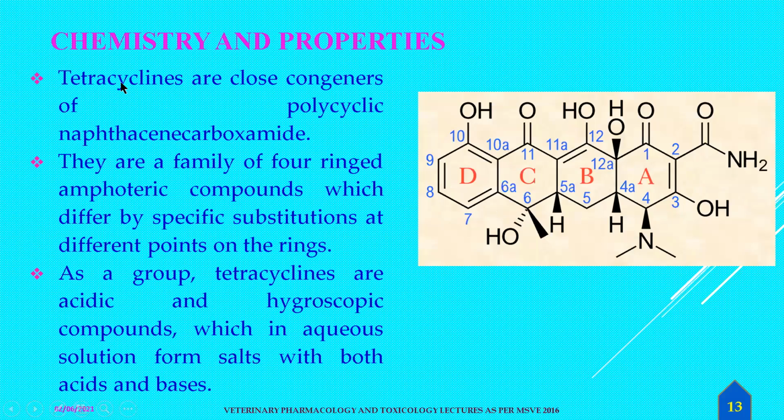The tetracyclines are close congeners of the polycyclic naphthacene carboxamides. They are a family of four-ringed amphoteric compounds which differ by specific substitutions at different positions. Here you can see the varieties of positions. As a group, tetracyclines are acidic in nature and hygroscopic, meaning they draw water from the atmosphere. In aqueous solution they form salts with both acids and bases. So the chemical nature is like that.